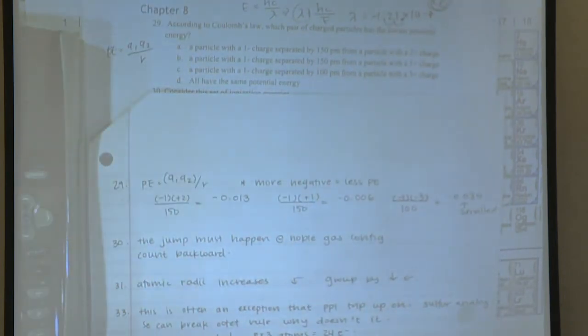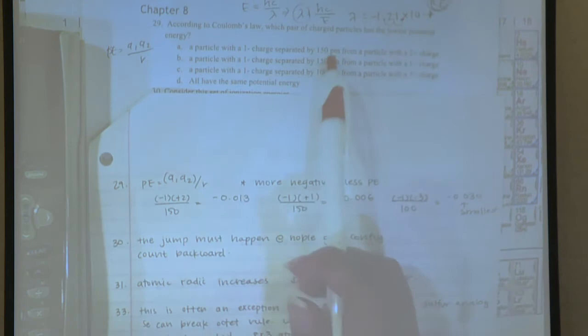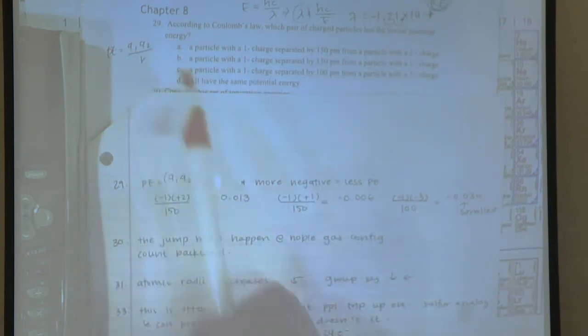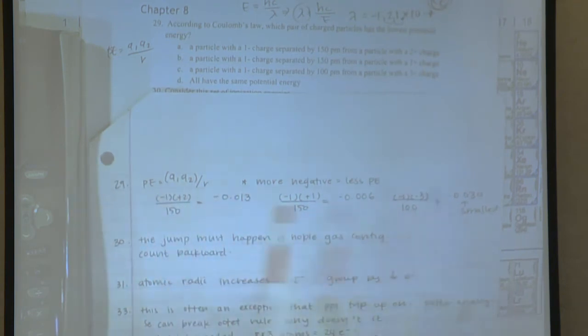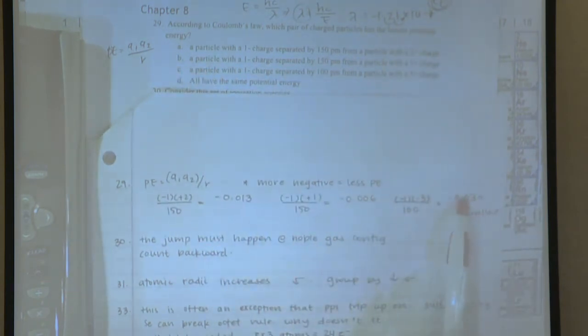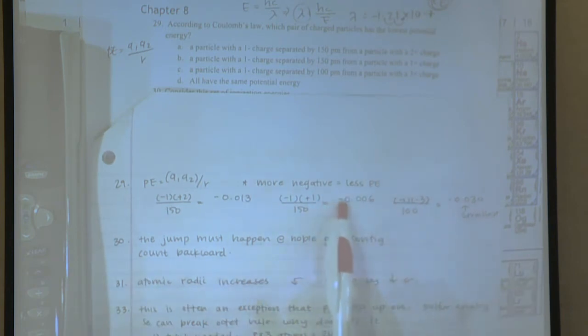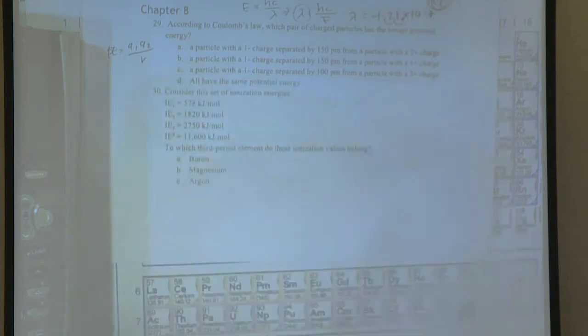So you have A, B, and C with different things, and D claims that they all have the same potential energy. So what I did was, in choice A, you have a -1 charge and a +2 charge divided by your radius, right? So -1 times +2 divided by 150, and I did that for choice A, B, and C, right? And when I calculate this out, don't be tricked by the negative sign. You want the smallest number to give you the lowest possible potential energy, right? So this looks larger because it's 0.030 as opposed to 0.006, but it's more negative, so you'd want to pick this one. So the answer for 29 is going to be C.